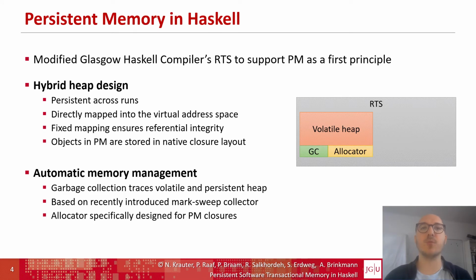As a proof of concept, we modified the Glasgow Haskell compiler that didn't know anything about persistent memory before. We integrated our solution into the runtime system of the language to support persistent memory as a first principle. For this, we designed a hybrid heap that is persistent across runs and directly extends the volatile heap by mapping it into the application's address space. We use a fixed mapping that's handled transparently by the runtime system to ensure the integrity of references in PM across runs.